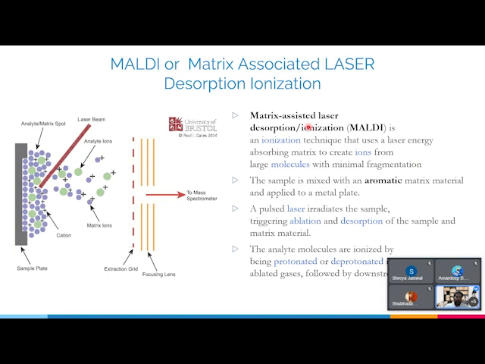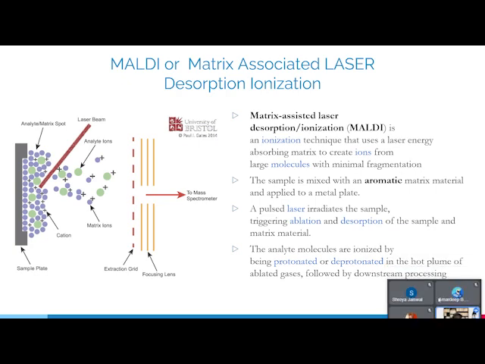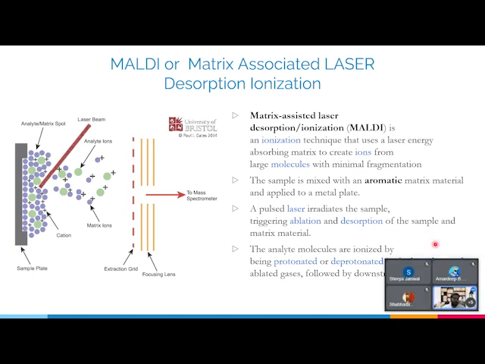So essentially you mix your sample with the aromatic matrix and then you hit it with a laser, and that easily allows the particular sample to go into a gaseous phase. The sample is mixed with the aromatic matrix material and applied to a metal plate. A pulse laser irradiates the sample, triggering ablation and desorption of the sample and matrix material. The analyte molecules are ionized, being protonated or deprotonated in the hot plume of ablated gases, followed by downstream processing.